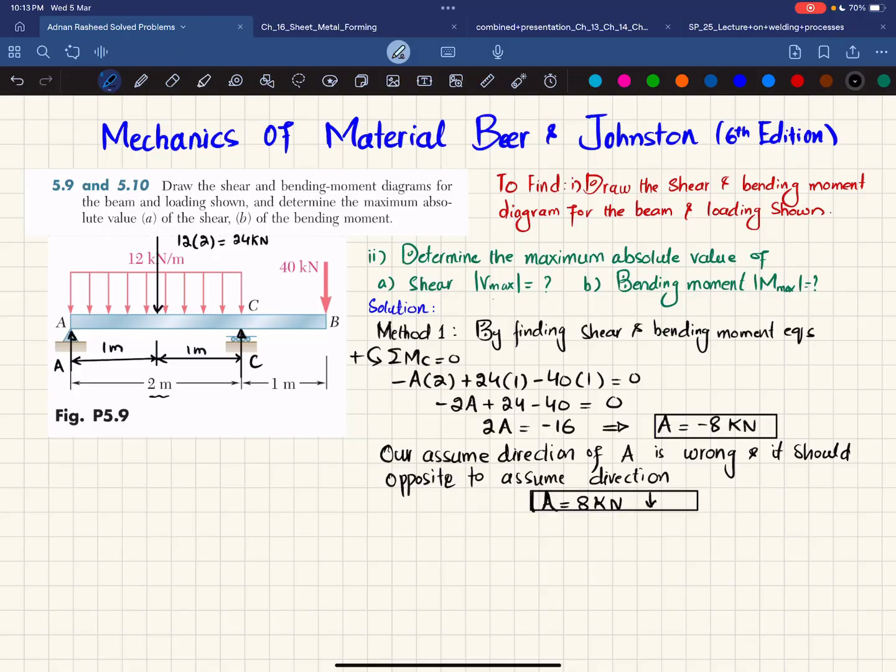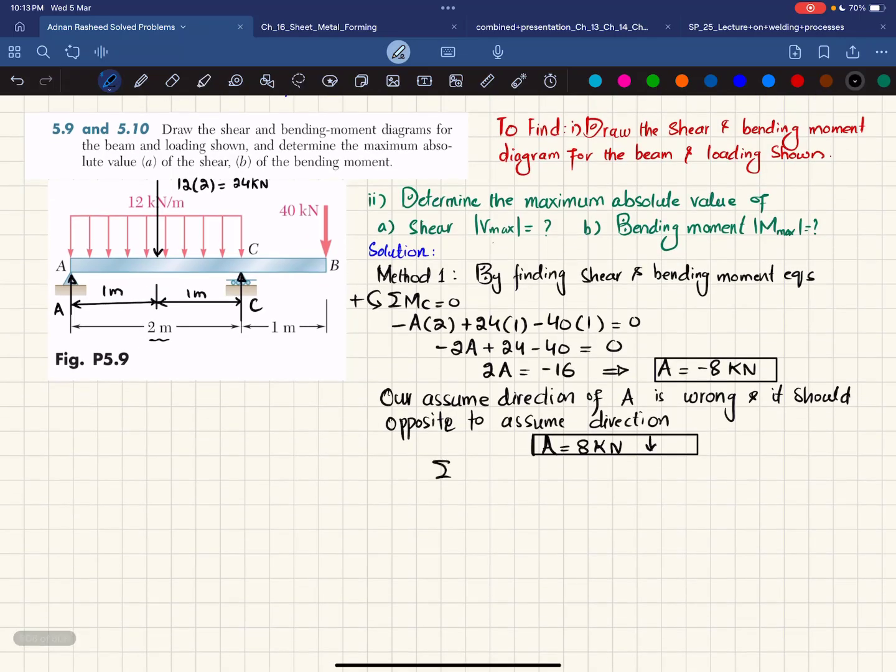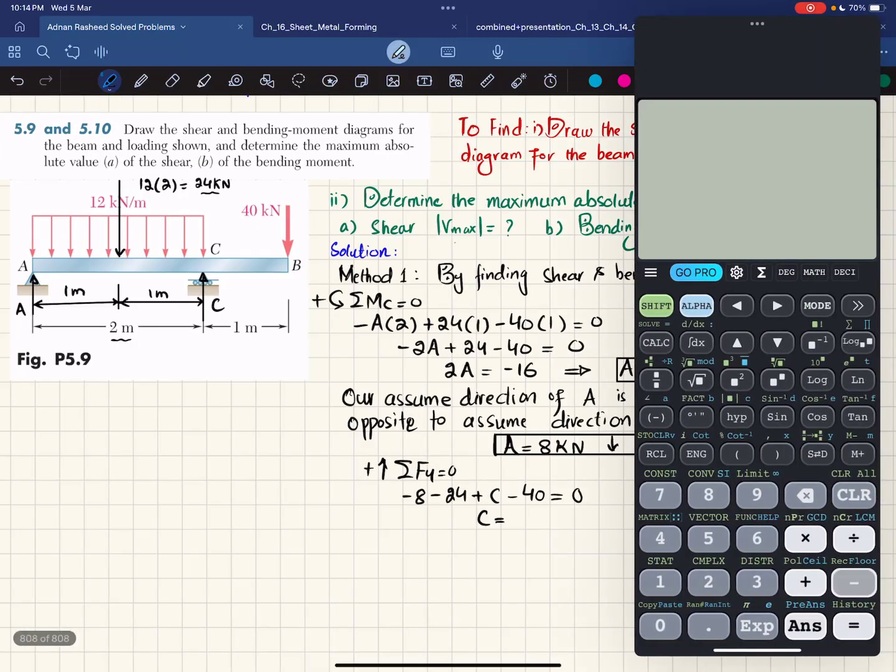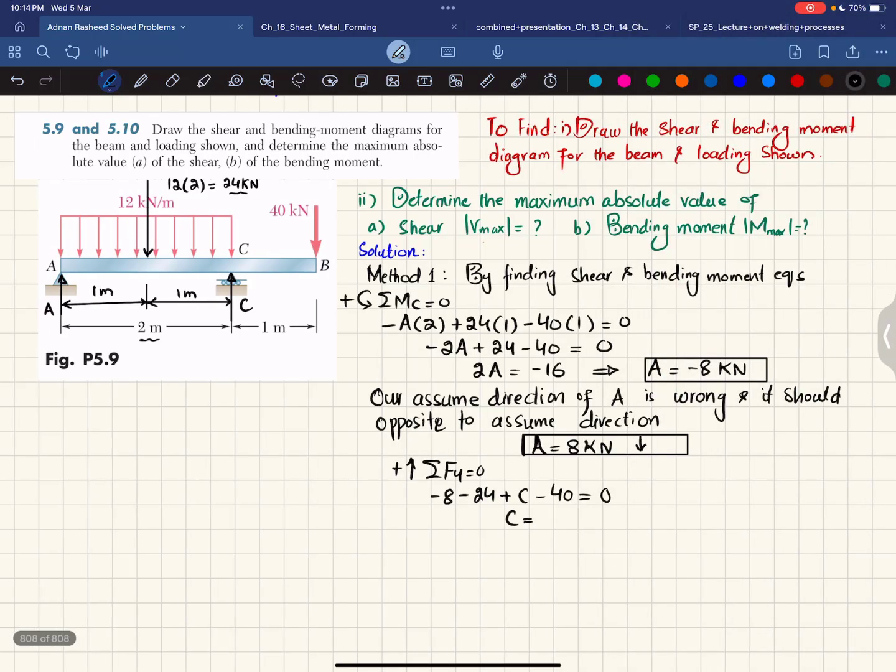Now we have this A, so we'll find this C_Y by using another equation of equilibrium, that is the sum of all forces along Y direction must be equal to 0, and upward force is taken as positive. You can see A, which is downward, so minus 8 kilonewton, minus this 24 kilonewton load, plus C minus 40 is equal to 0. So from here you will get C will be equal to, let me calculate it, 8 plus 24 plus 40, and that will give you 72. So C is equal to 72 kilonewton. It is positive, so it means that our assumed direction that C is taken upward is correct.